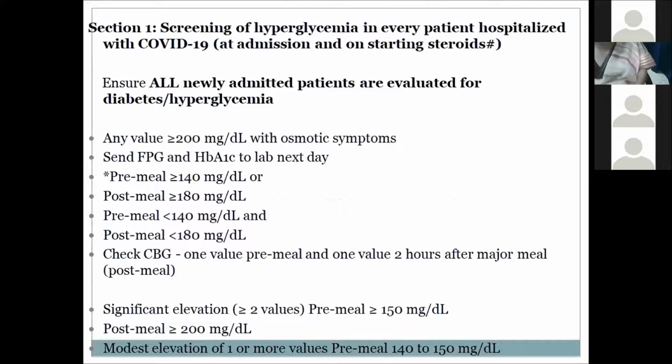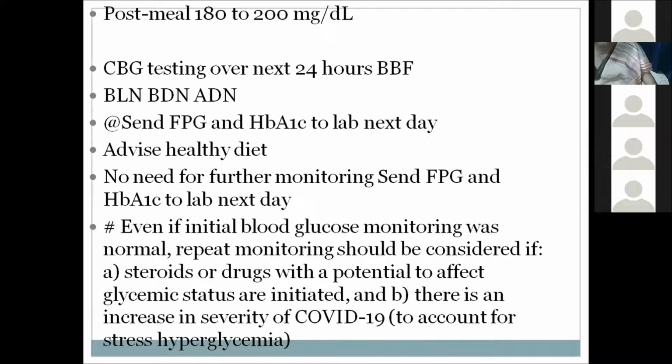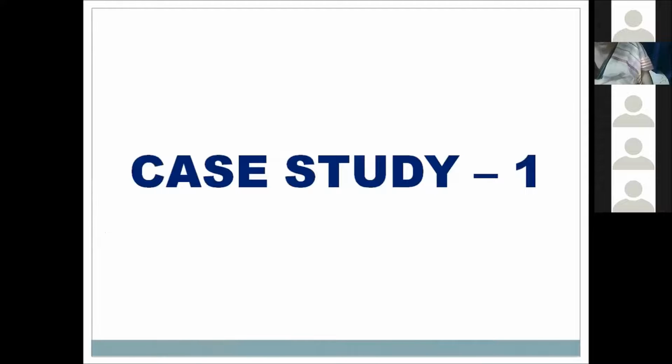These are all protocols, like screening of hyperglycemia in patients hospitalized with COVID-19, at admission and on starting steroids. All newly admitted patients are evaluated for diabetes and hyperglycemia. Then CBG testing, then these are all the step-by-step protocols. Now we are going to share one case study in a hospital with diabetes.